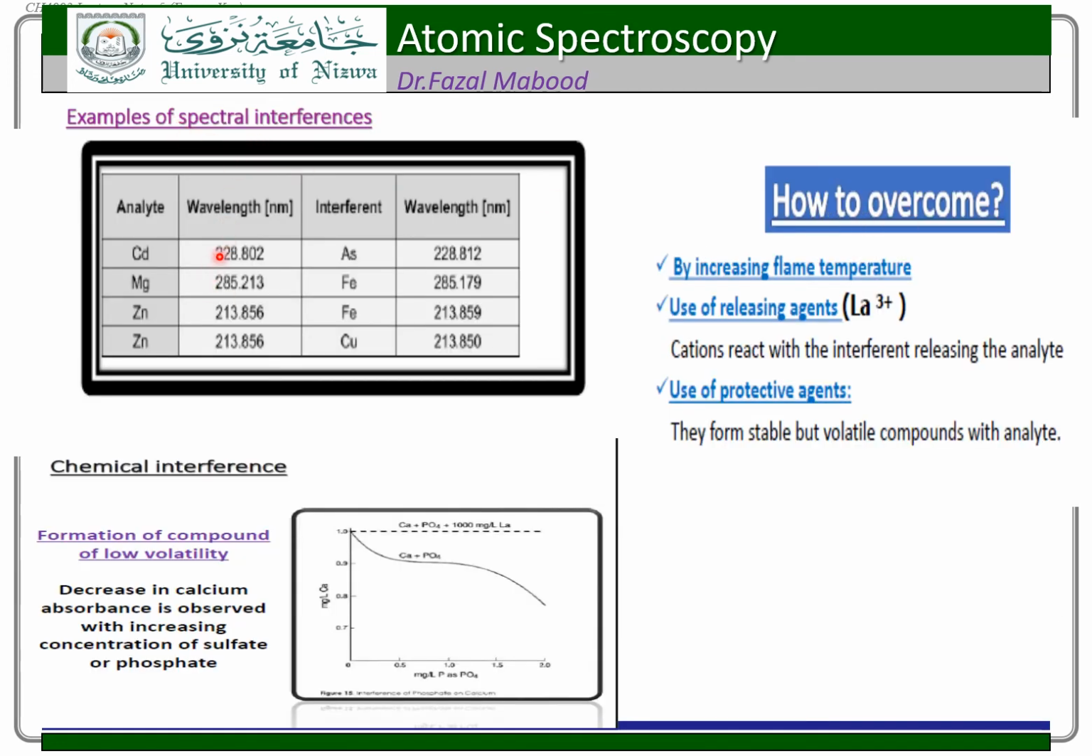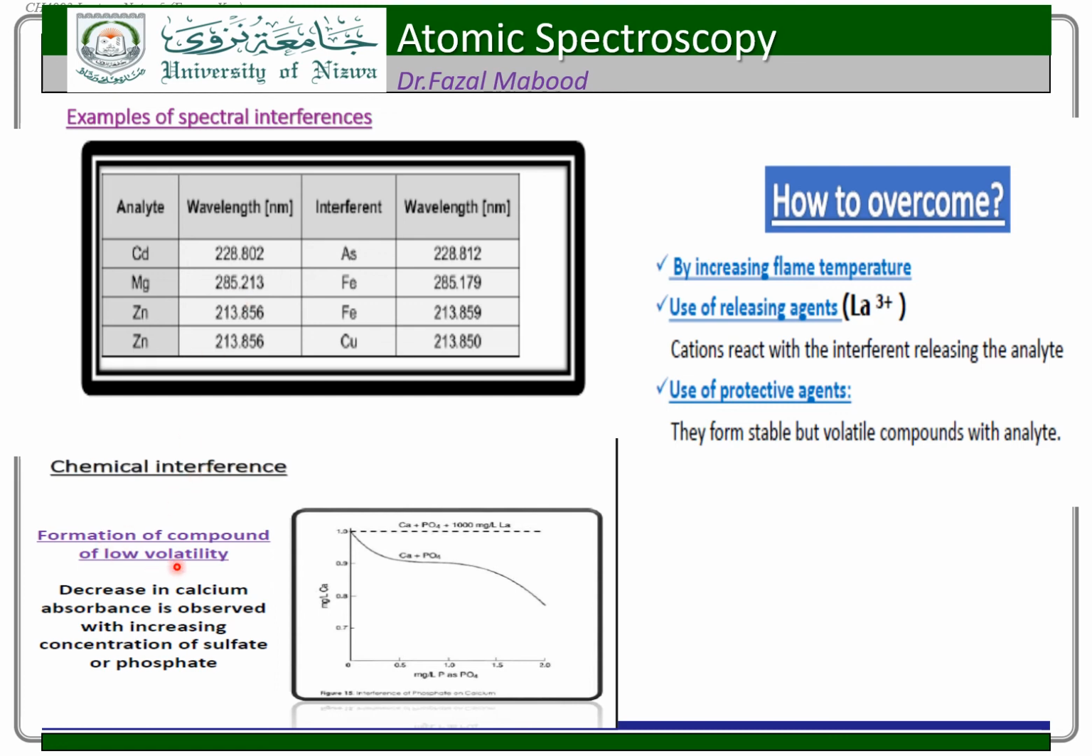Spectral interference: here you see this is for cadmium, the spectrum is at 228.8 nanometer. For arsenic, again the absorption is also at 228.812. Similarly for magnesium 285.213. For iron, here you see there is an interference effect. This we call spectral interference.